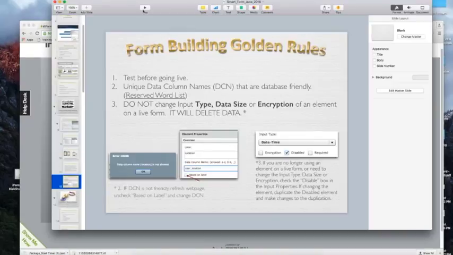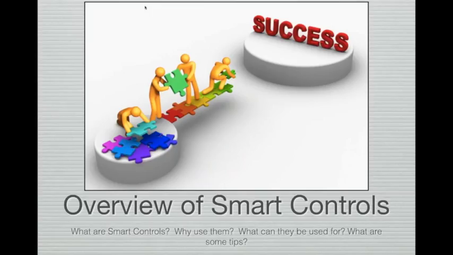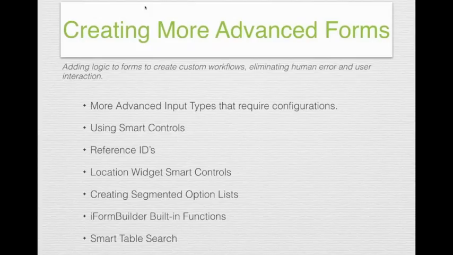Let's go into some additional overview of our smart controls before I actually go in and give you a demo of a form that we have. Creating more advanced forms is where we're using our smart controls. That's also where we're using more advanced input types such as barcode scanning, our Manatee Works widget. You could also have more advanced input types like our third-party app or our URL scheme so that you're able to actually connect with other applications and pass data from other apps on your device into iForm.